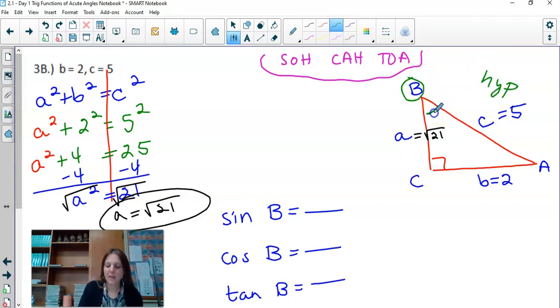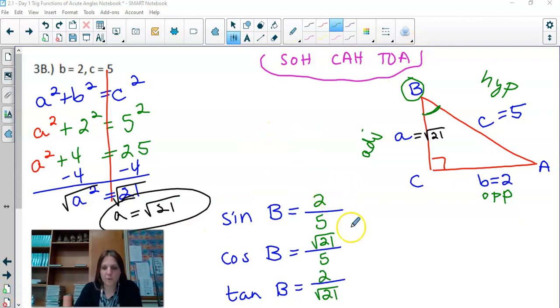This is angle B, so in relation to angle B, figure out which side would be opposite. And label your adjacent. Okay, go ahead and set up your ratio. So pause it now and see if you can set up your first 3, and then we'll do the reciprocals. So the first 2 are just fine, but remember you've got to rationalize any denominators that are radicals. So I have to rationalize this one.